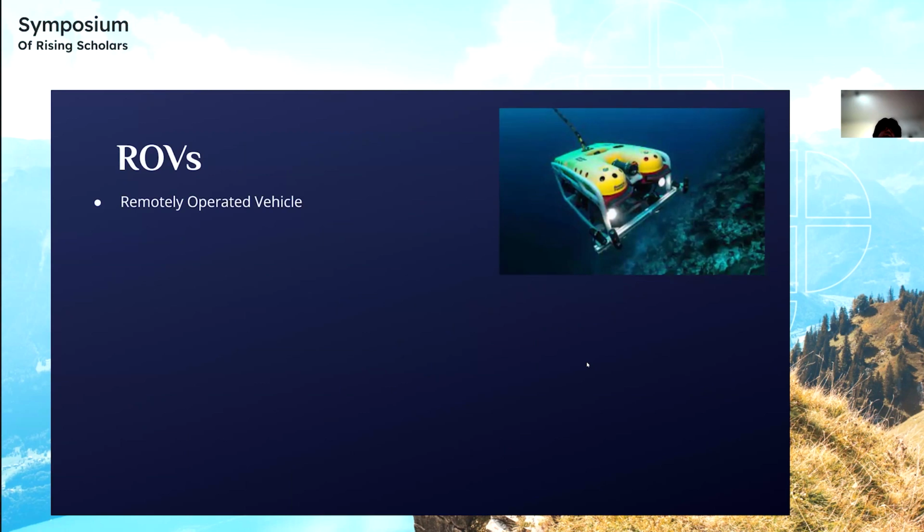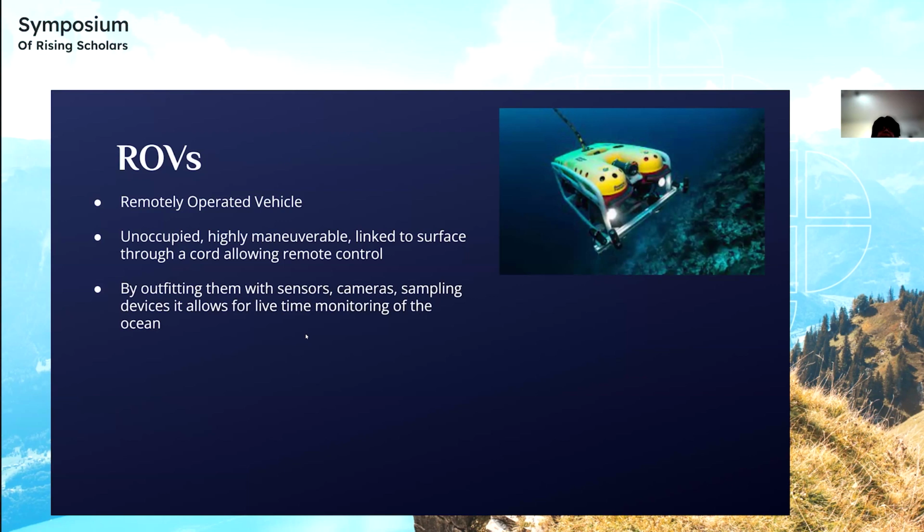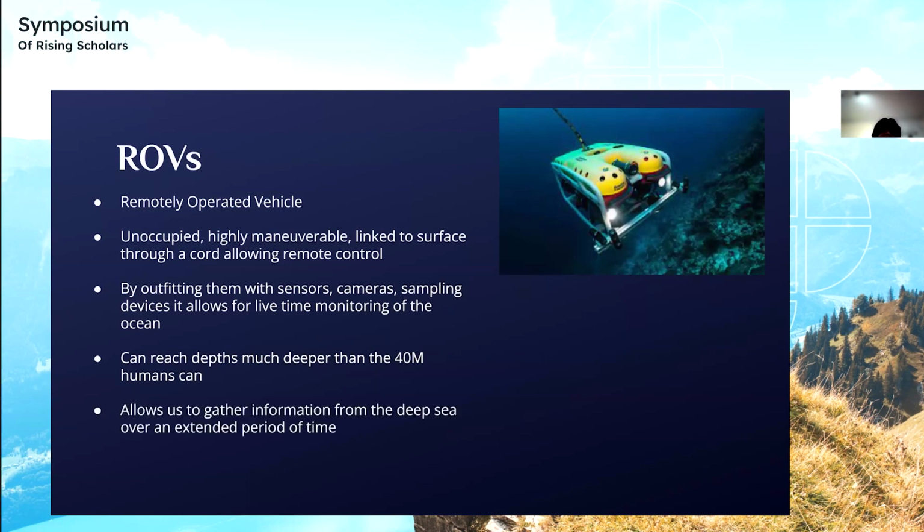So what are ROVs? ROVs are remotely operated vehicles, and they are unoccupied, highly maneuverable, and linked to the surface through a cord, allowing remote control. And by outfitting them with sensors, cameras, and sampling devices, it allows for lifetime monitoring of the ocean. Furthermore, they can reach depths much deeper than the normal 40 meters that humans can, beyond which nitrogen starts to build up in your body and can be fatal. And this allows us to gather information from the deep sea over an extended period of time.